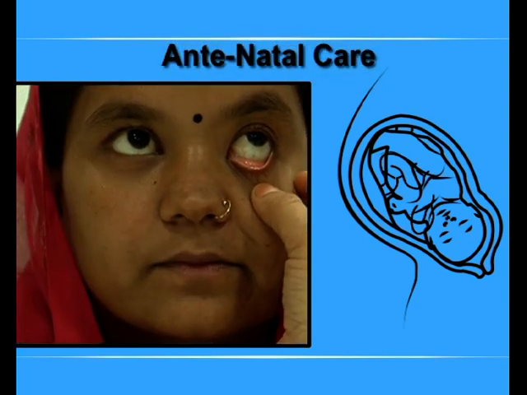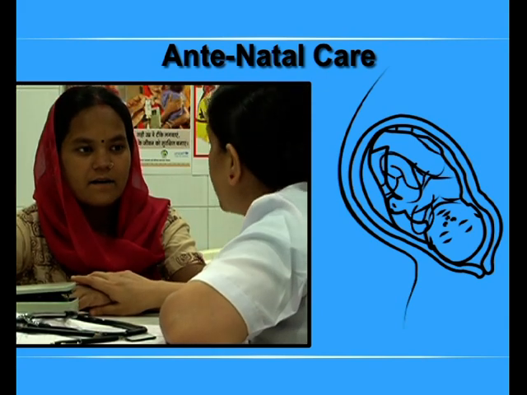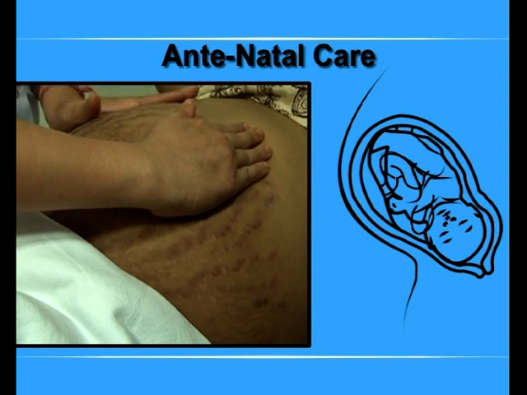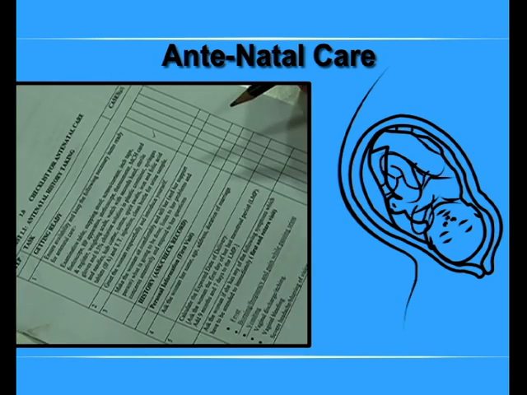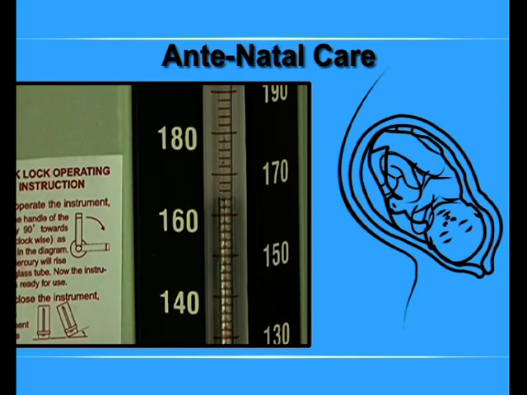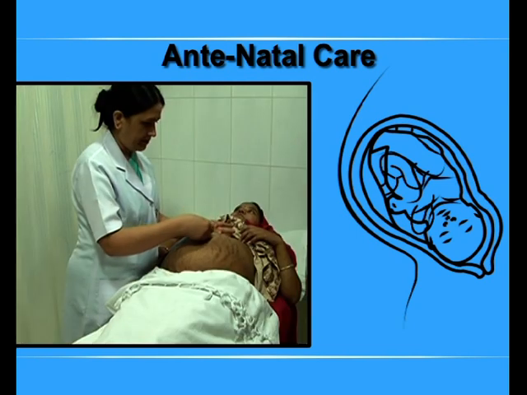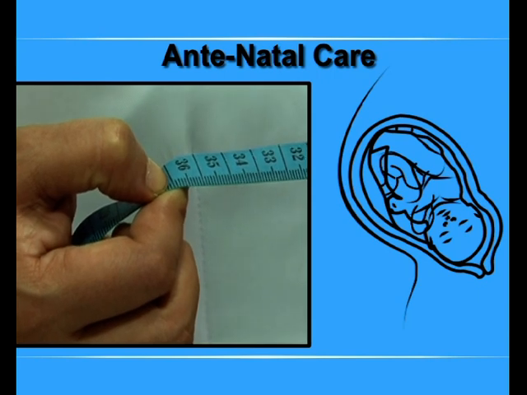The care of an expectant mother is called antenatal care. This checkup is done at regular intervals during pregnancy to ensure that the mother and baby are both in good health. This helps in timely detection of complications in the expectant mother, such as anemia and high blood pressure. It also helps to detect any slow or insufficient growth of the fetus.